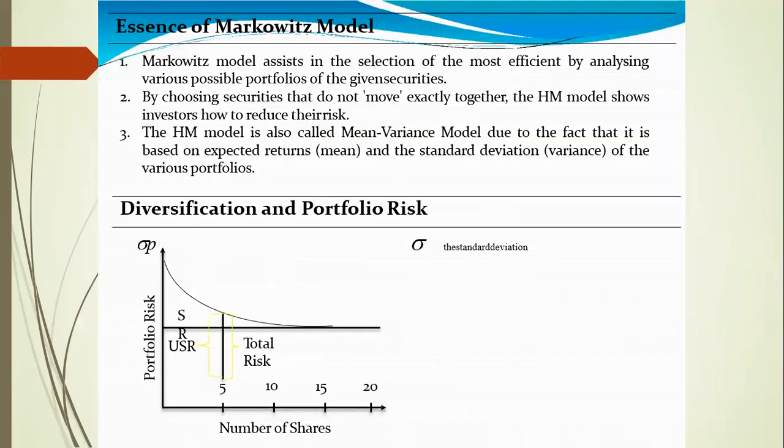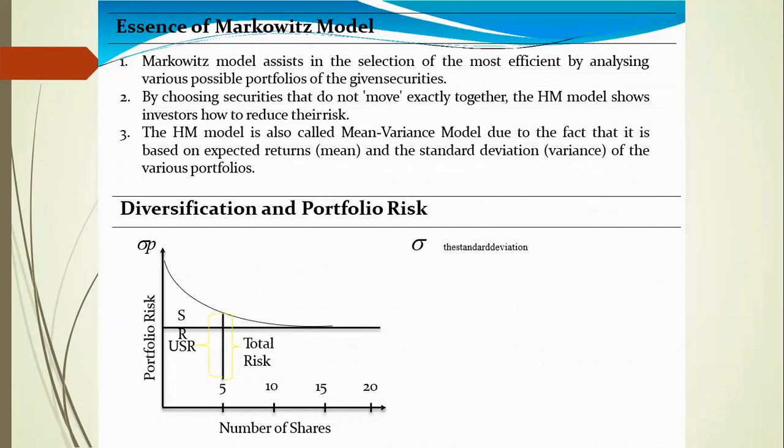The Markowitz model assists in selection of the most efficient portfolio by analyzing various possible portfolios of the given securities. So we will be having many securities, and this model tells us how to select securities, put them in a portfolio, and then invest. So if any problem happens in the share market, if one share is collapsing, the others will give the income, so that there will not be much risk associated when we are investing in a portfolio.